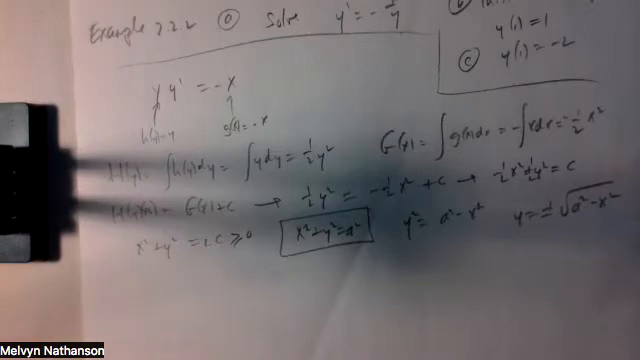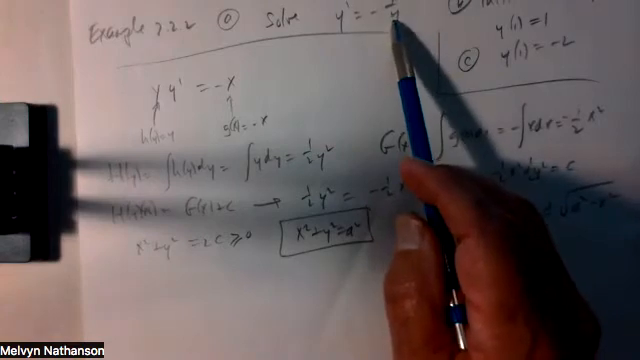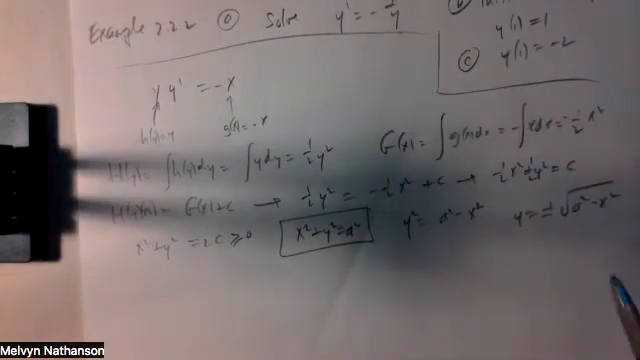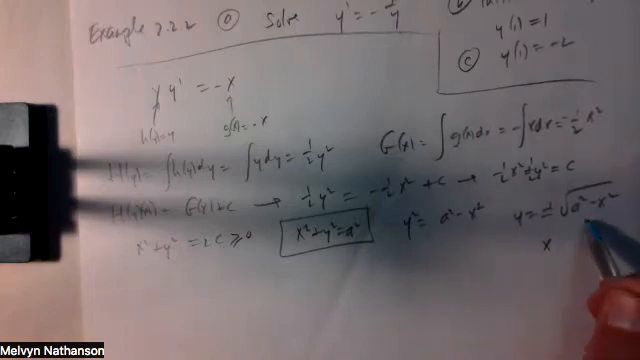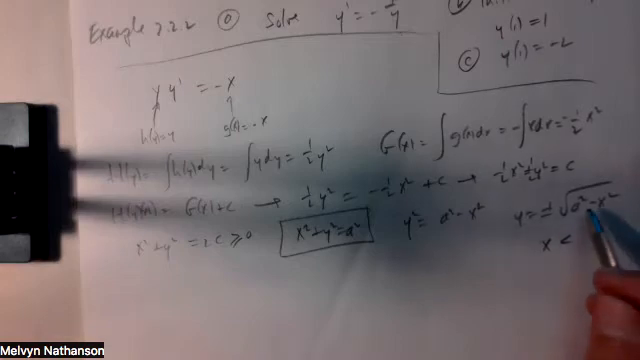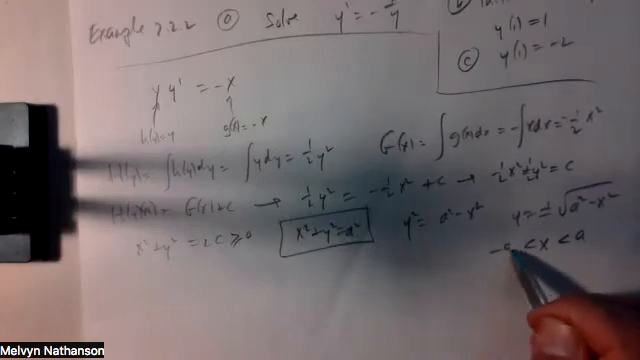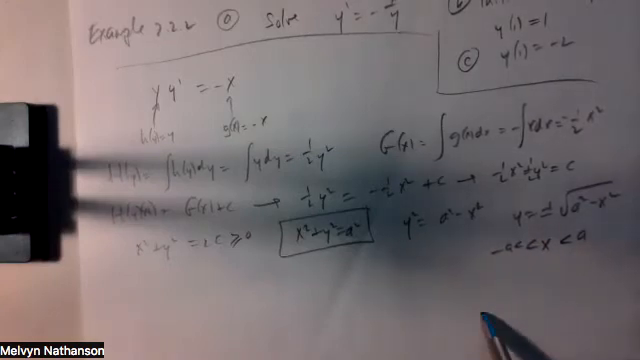And you can only do this when y is different from 0, because this is the equation, y of x can never be 0. So this is valid for any x, a squared minus x squared has to be positive. So the absolute value of x is less than a. So x is between minus a and plus a.